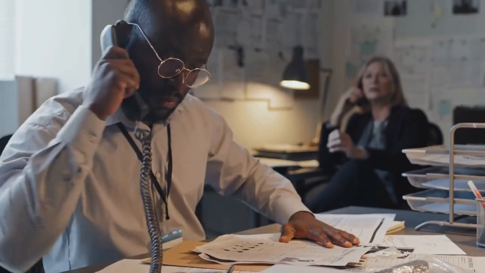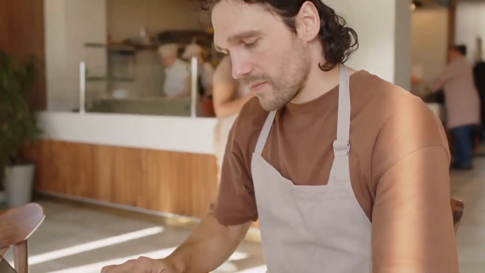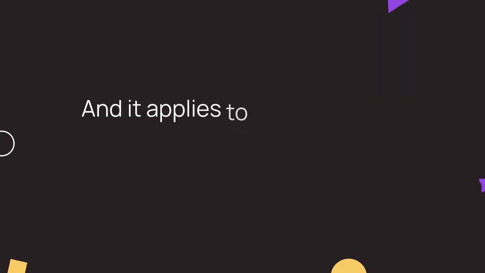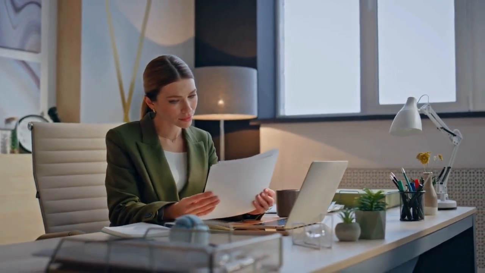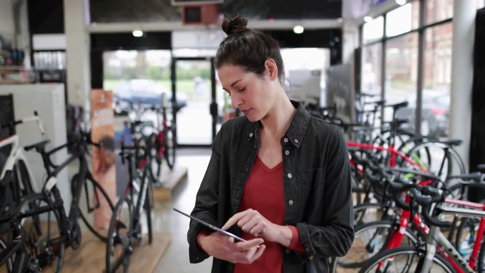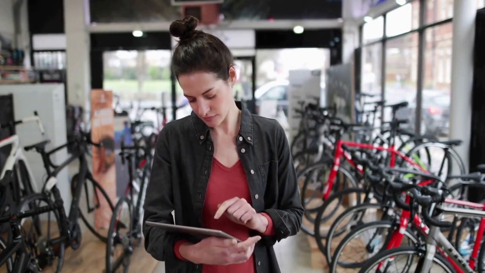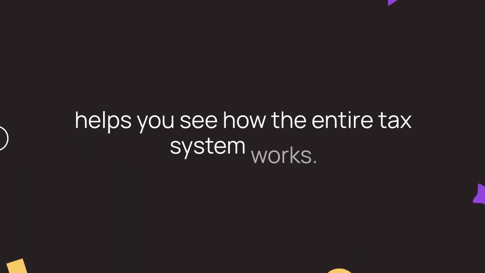That makes sense. So we've been talking about GST a lot. That's one tax rate? Well, not quite. Tax rate is a broader term. It's the percentage of income or value that's paid as tax, and it applies to various things, not just GST. Like Qantas, they pay corporate taxes on their profits, and that tax rate is set by the government. It's not always a fixed number either. There are different types of tax rates depending on what's being taxed. For example, for individuals, we have marginal tax rates, which means the percentage of tax you pay increases as your income goes up. There's a lot of different ones, but understanding these different rates helps you see how the entire tax system works.